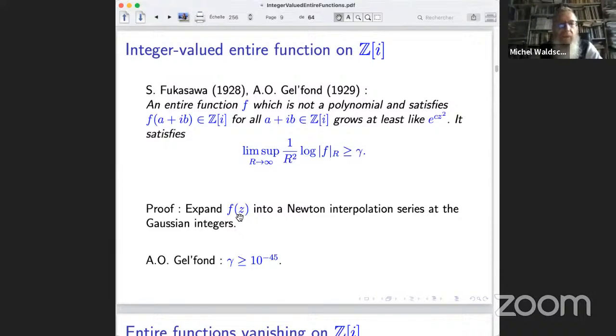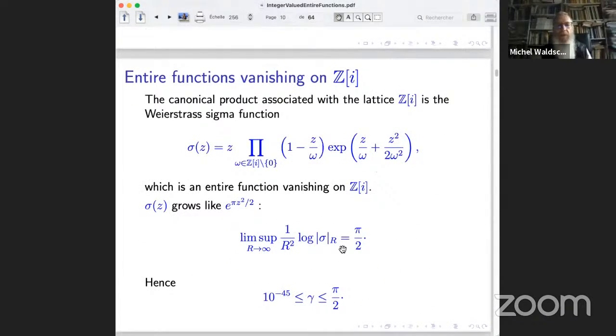And the proof is essentially the same as for Polya, which is to expand f(z) into a Newton interpolation series at the Gaussian integers. So this constant gamma is the right value for the following reason. If you take the canonical product associated with the lattice Z + Zi, this canonical product is the Weierstrass sigma function, which has this expansion here. It is an entire function which vanishes on Z[i], so it's more than having integer values, it is 0. And it grows like the exponential of a constant times z squared, and this constant is pi over 2. So for the value of the constant gamma found by Gelfond, we know that it is at least 10 to the minus 45, but it cannot be more than pi over 2.